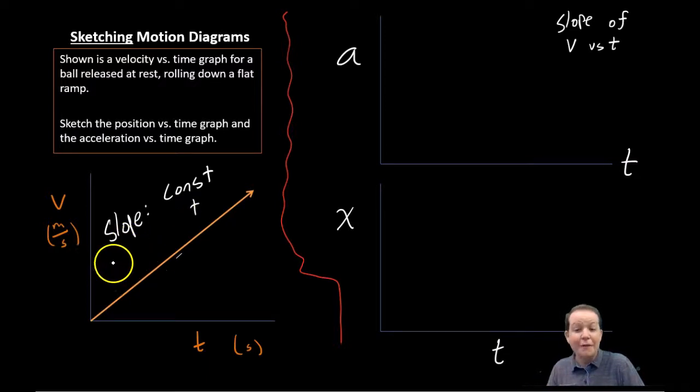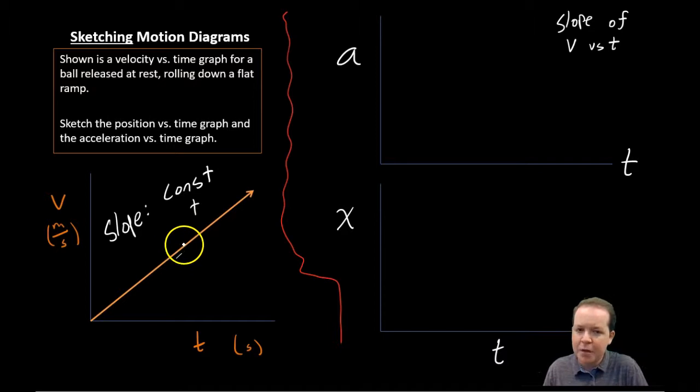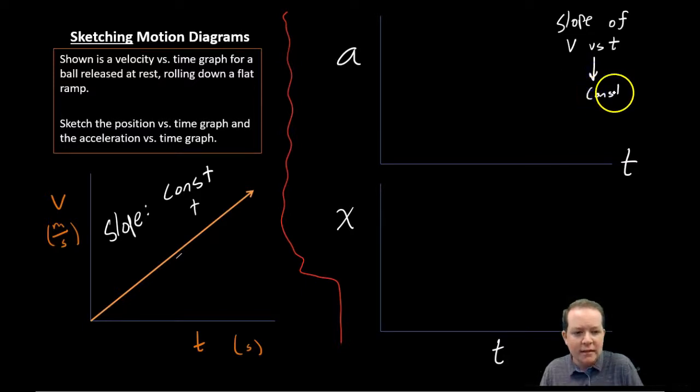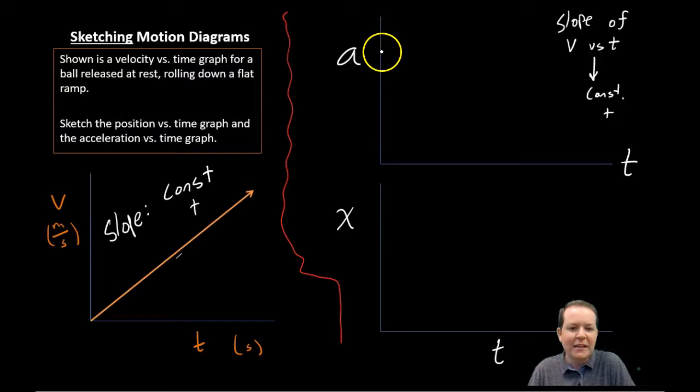So the slope of this velocity graph is constant, it's a straight line, and it's positive. That means the acceleration should be constant and positive. How do I draw a constant and positive acceleration? Well, forgive me, my drawing abilities on this computer might not be great, but it should be a constant acceleration.